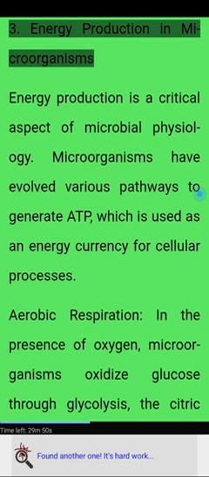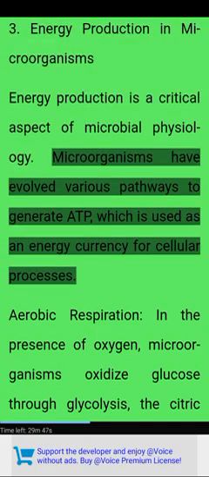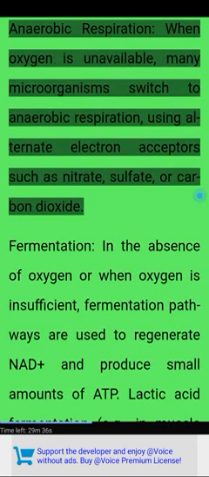3. Energy production in microorganisms. Energy production is a critical aspect of microbial physiology. Microorganisms have evolved various pathways to generate ATP, which is used as an energy currency for cellular processes. Aerobic respiration. In the presence of oxygen, microorganisms oxidize glucose through glycolysis, the citric acid cycle, and the electron transport chain, yielding a large amount of ATP.